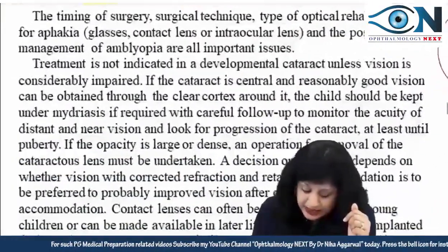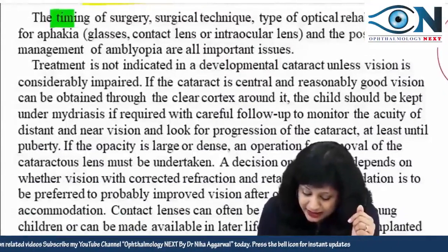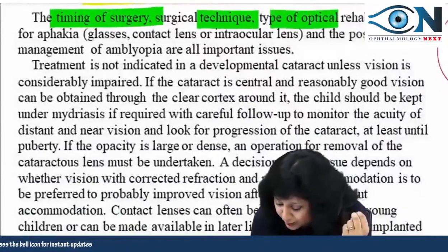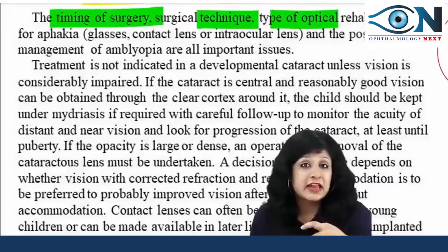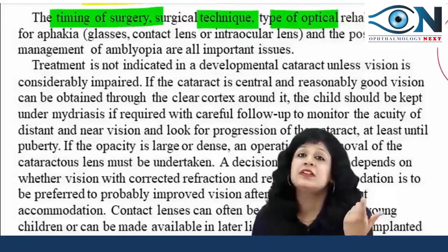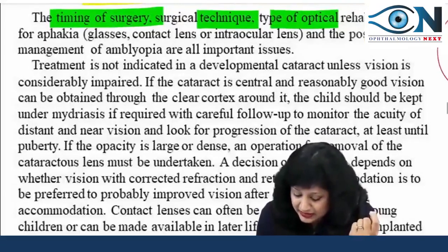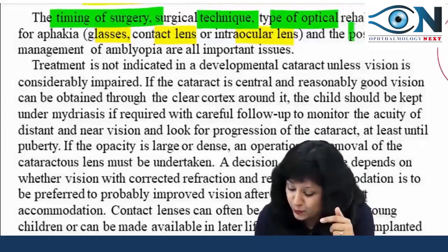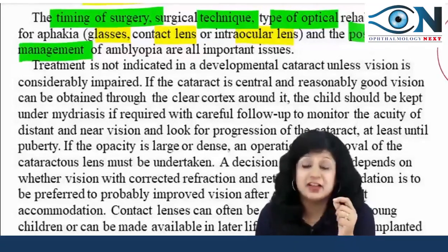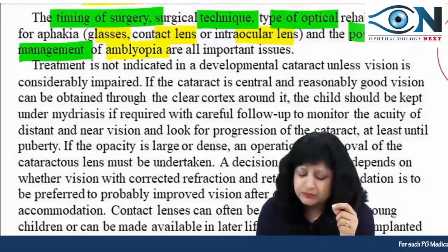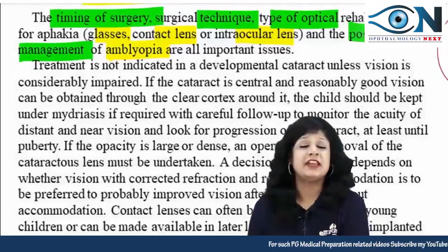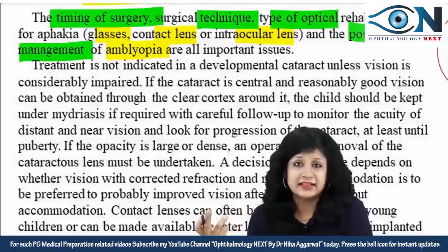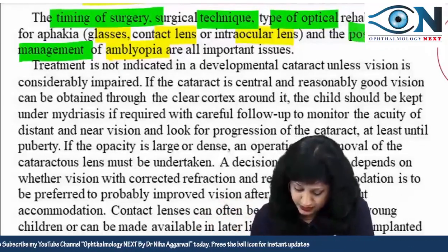Okay, now the second important thing that we are worried about is the timing of surgery. What is the surgical technique? What is the type of optical rehabilitation for the aphakia that we are going to decide for the baby, whether glasses, contact lenses, or intraocular lenses, and very, very important is your post-operative management, especially for amblyopia. Because the chances of amblyopia are very, very high, dense amblyopia, especially in cases of unilateral dense cataract. So that is again very, very important.